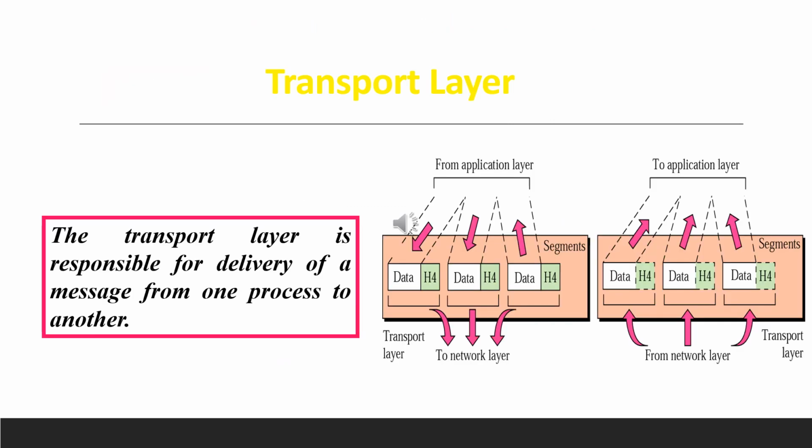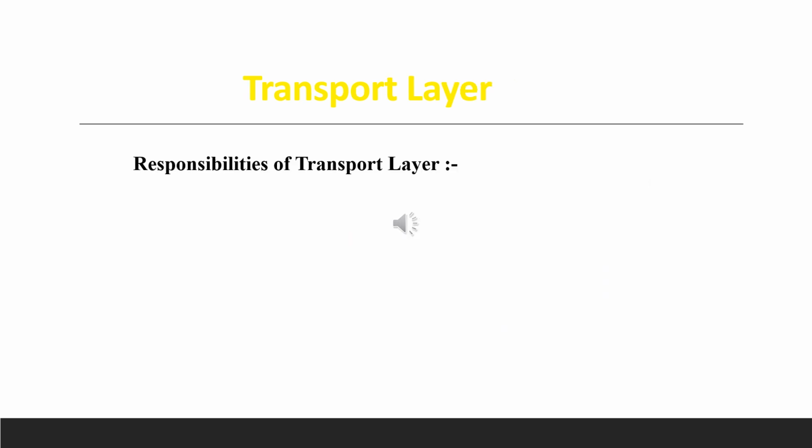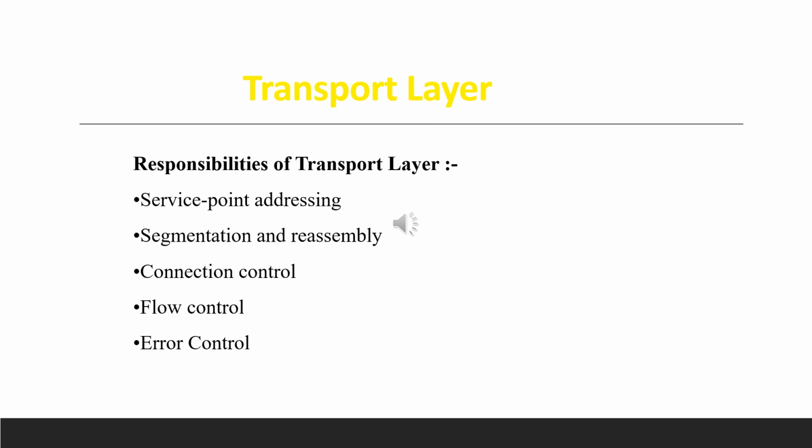The transport layer is responsible for delivery of a message from one process to another. Responsibilities of transport layer: service point addressing, means here we require port addresses, segmentation and reassembly. Since we divide the data into segments at transport layer, so we require segmentation and reassembly. We require connection control, flow control and error control.